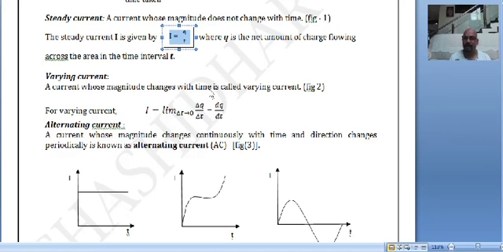Now that you know what is steady current, if the magnitude of the charge flowing changes with time, then we call that a varying current.